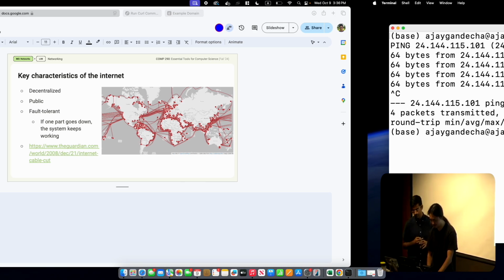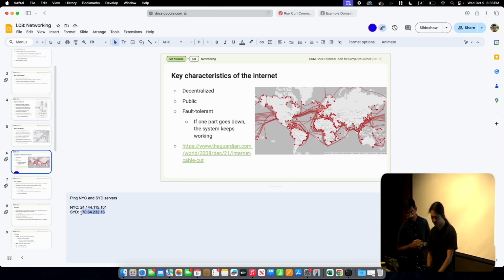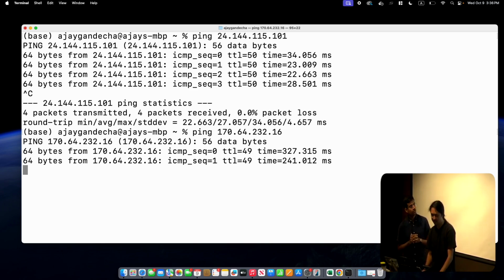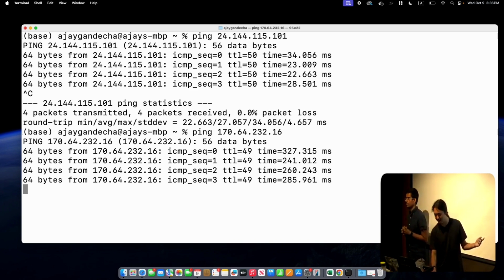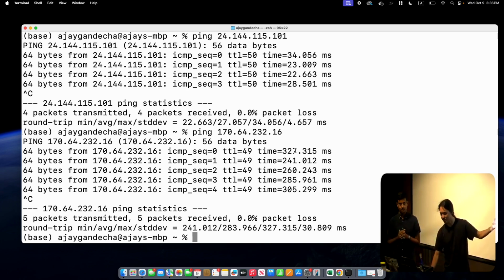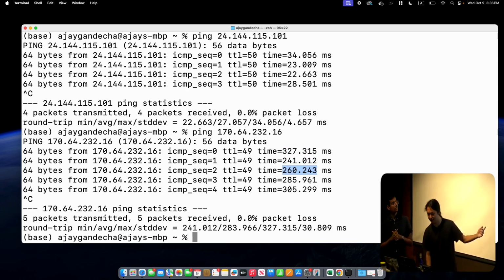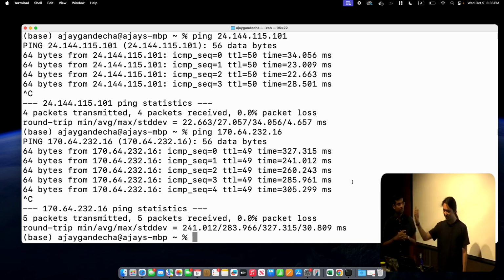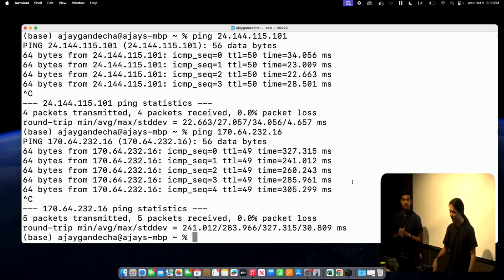If I go ahead and ping the Sydney server, this one exists physically in Australia. Look at that. It's taking almost 10 times more, 327 milliseconds, 240, right? That's because literally every one of these pings has been routed through the university, over an underground or underwater cable, all the way to Australia.